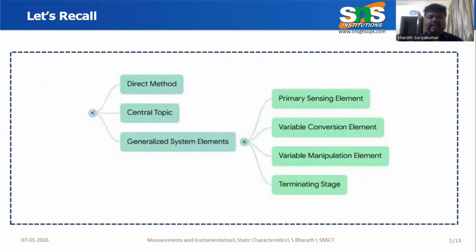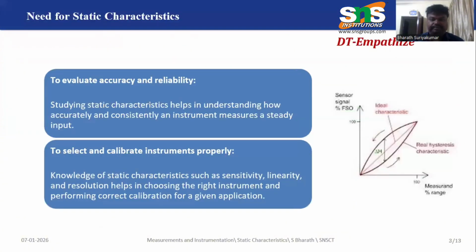Let's have a small recap about the previous topic. The last topic we discussed is the basic functional or generalized elements of the measuring system. They are classified into primary sensing element, variable conversion element, variable manipulation element, and the terminating stage. We have discussed the various classifications of these elements in the previous class. The primary sensing element is the first sensor which senses the data and gives the signal to the conversion element, then the variable manipulation element, and the terminating stage.